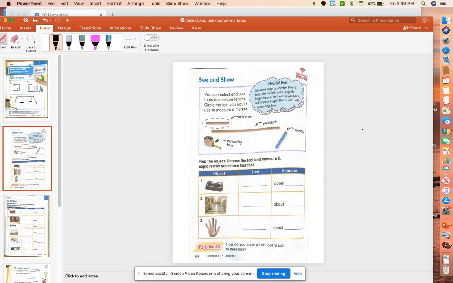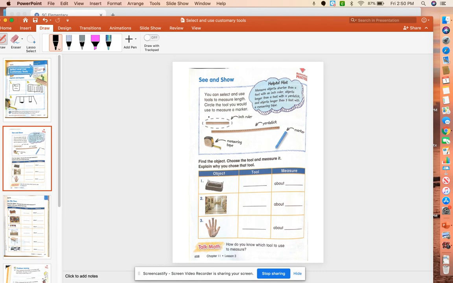All right, let's get started over here on page 658. It says, you can select and use tools to measure length. Circle the tool you would use to measure our marker. So that's the most important thing with our lesson today that I want you to really know is what's the best tool to use when you are measuring? Like if you were measuring a marker, would you use an inch ruler? Would you use a yardstick? Or would you use a measuring tape?